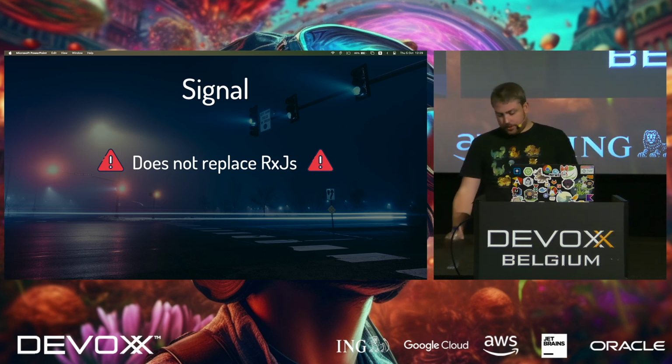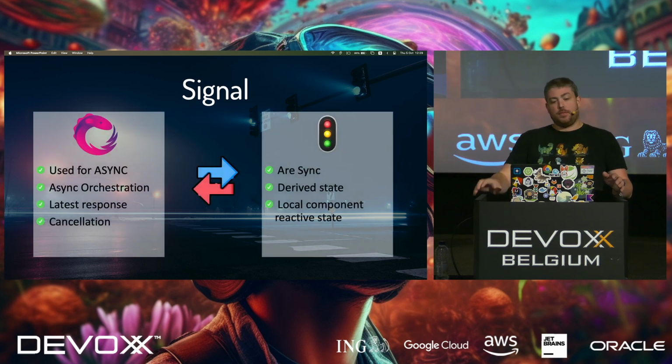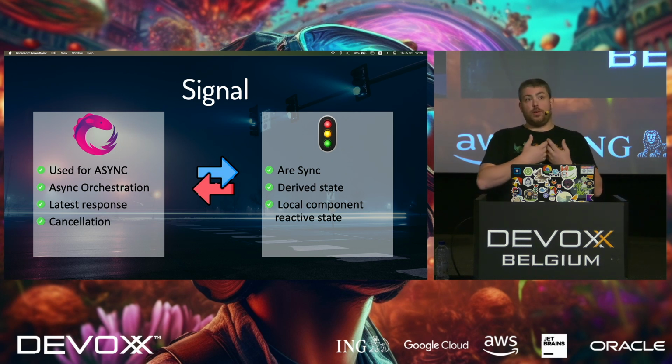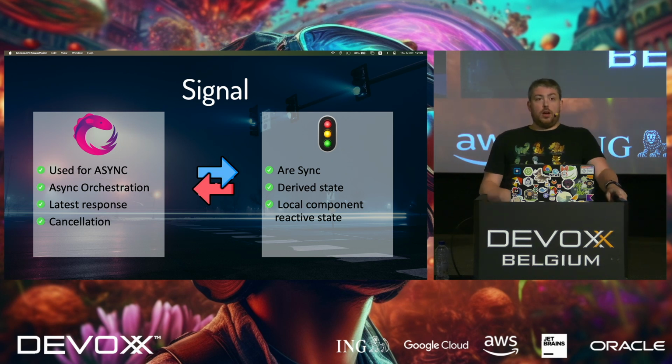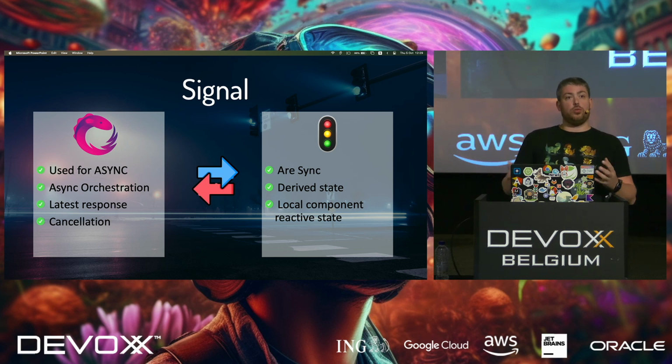Signals are not RxJS. They are two really different things. RxJS is built to do async calls, async work, basically. You can orchestrate these async operations by doing forkJoin, joining some observables. You can get the latest input from that. You can cancel those operations. That's not the case with signals. Signals are synchronous tasks. They allow you to have derived state, reactive state in your component.